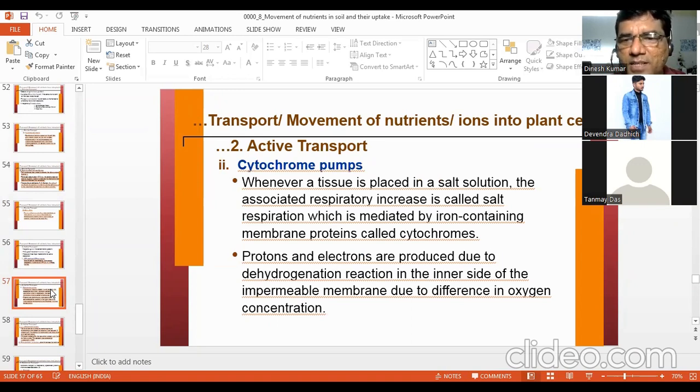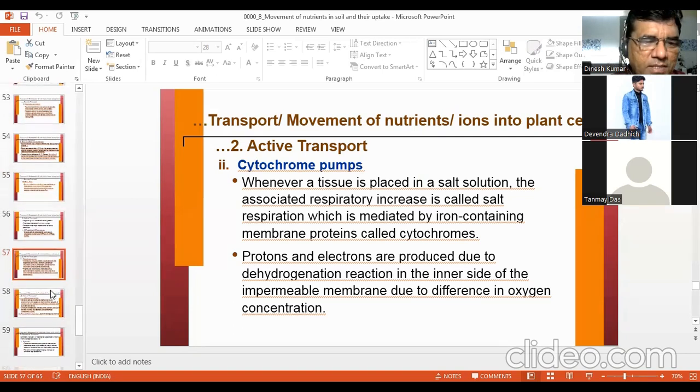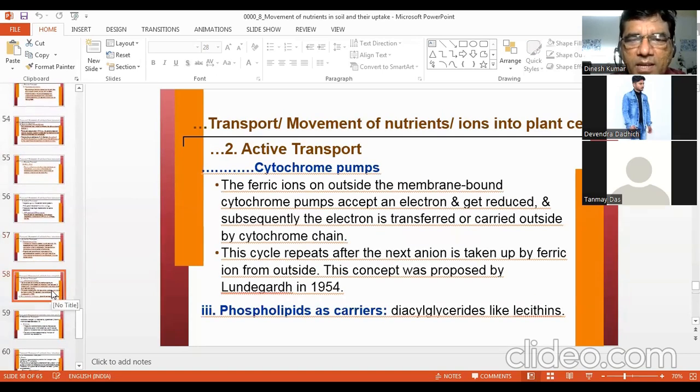Whenever a tissue is placed in a salt solution, the associated respiratory increase is called salt respiration, which is mediated by iron-containing membrane proteins called cytochromes. Protons and electrons are produced due to a dehydrogenation reaction on the inner side of the impermeable membrane due to difference in oxygen concentration. The ferric ions on the outside of the membrane-bound cytochrome pumps accept an electron and get reduced, and subsequently the electron is carried outside by the cytochrome chain. This cycle repeats after the next anion is taken up by ferric ion from outside.